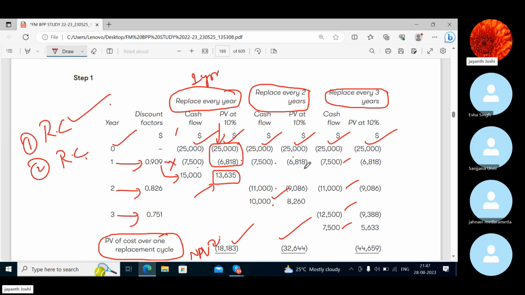Everywhere this value is nothing but the present value. Those factors are given. Multiply the factors with the cash flows. You'll get the present values here as you are seeing. 7,500 into 0.909, 11,000 into 0.826 is 9086. Come on, do that.